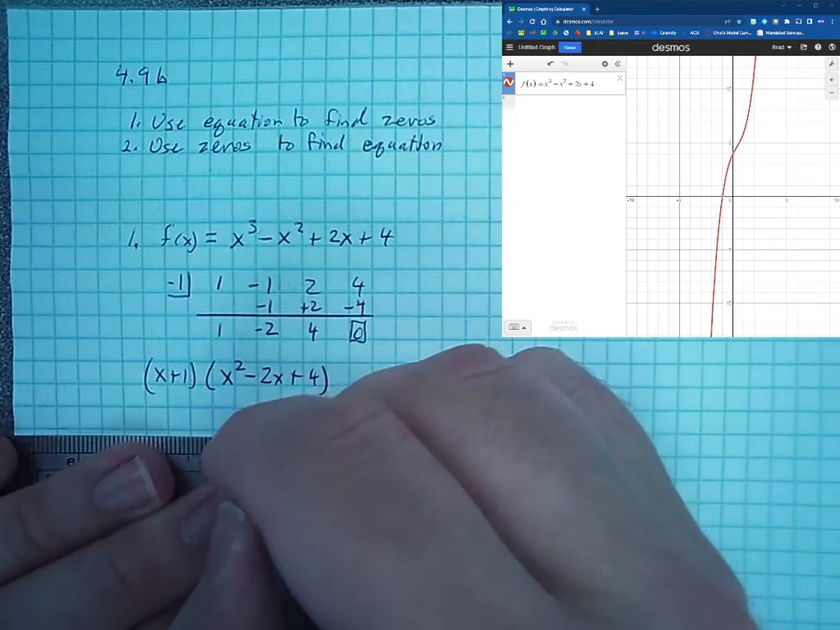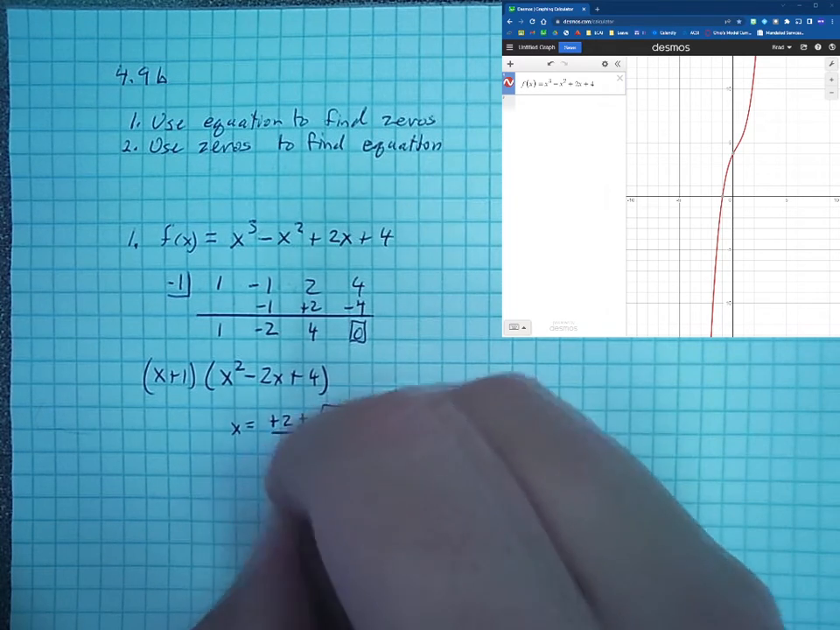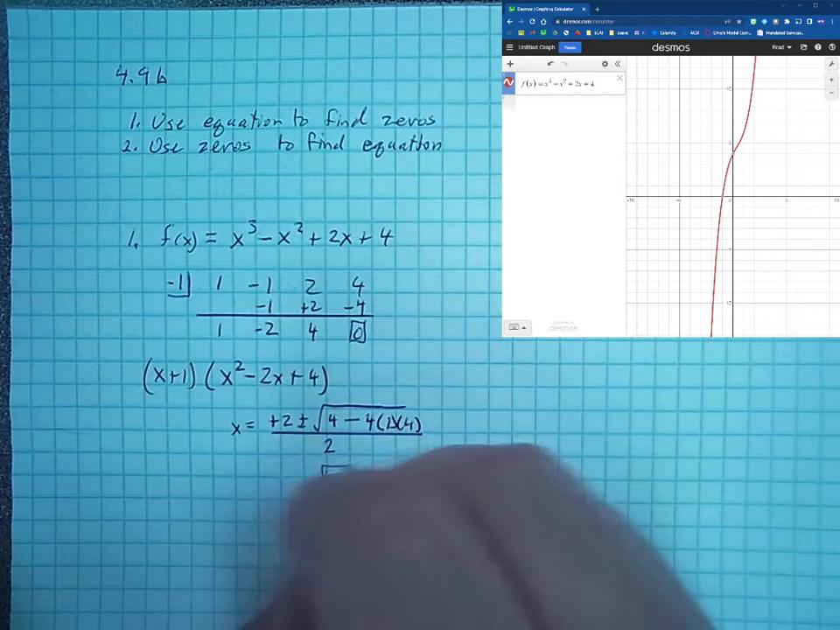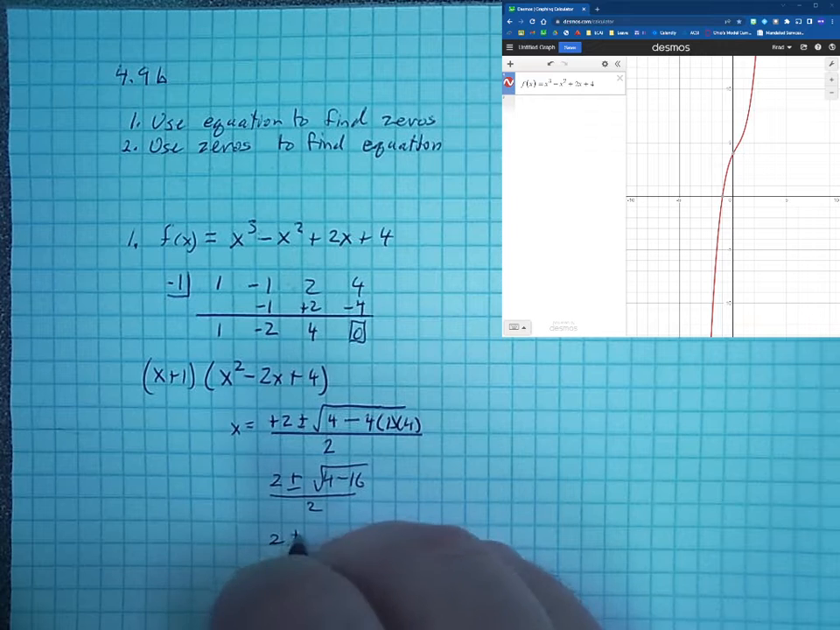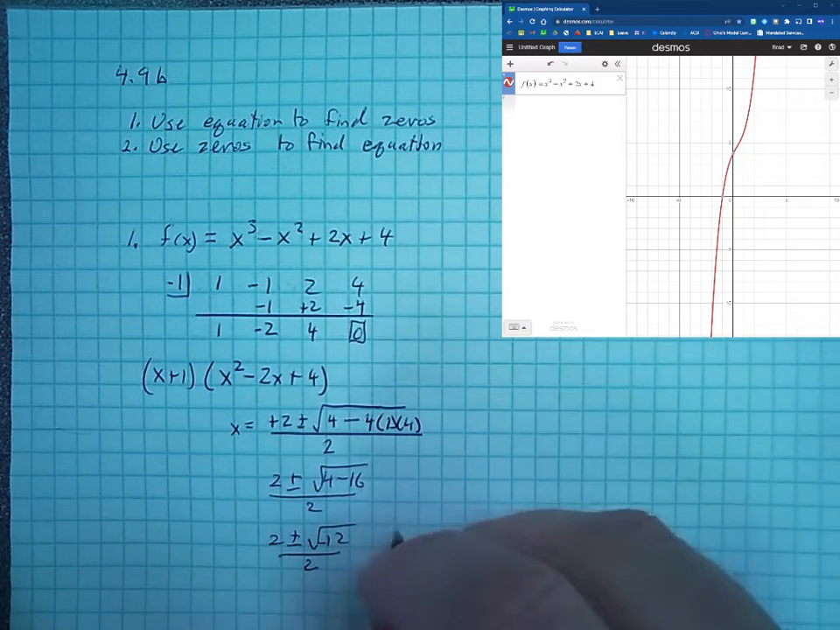Oh, I think I may have done this example. It doesn't really matter. Over 2a. So 4 minus 16. Oh yes, I think this is the example I did yesterday.